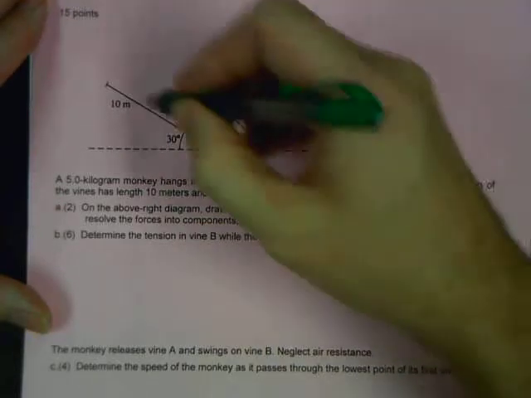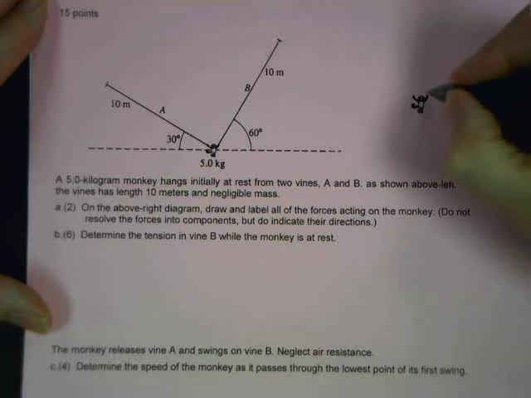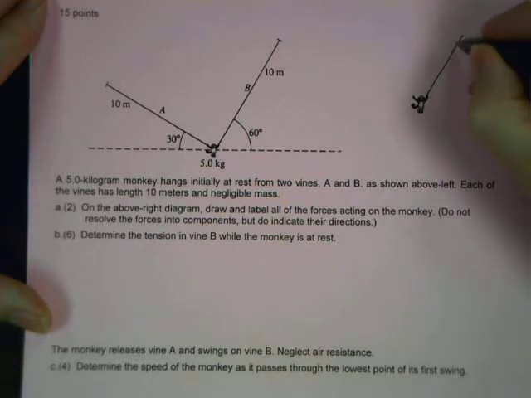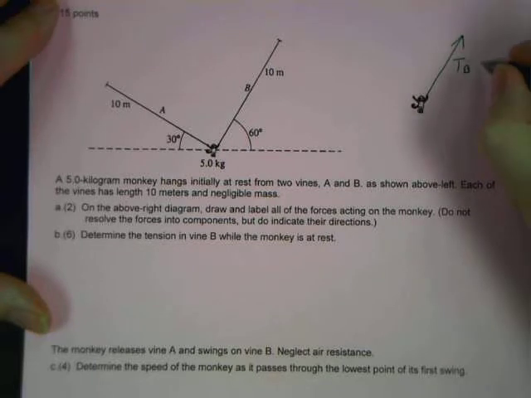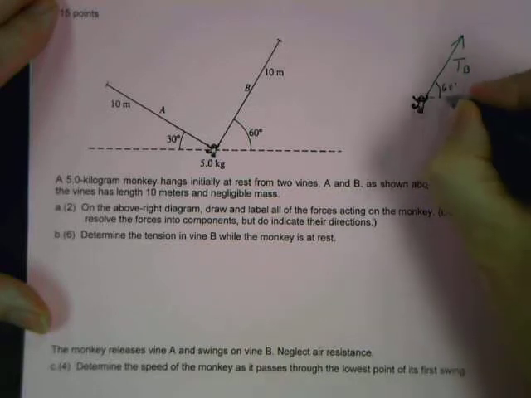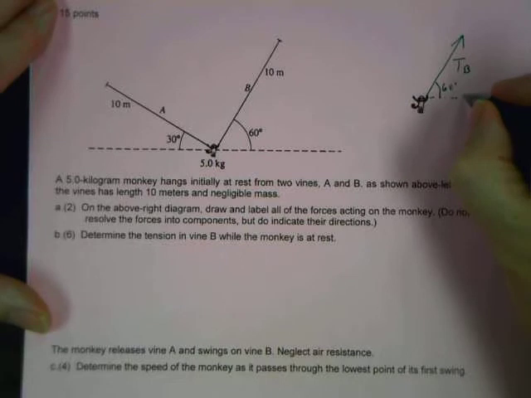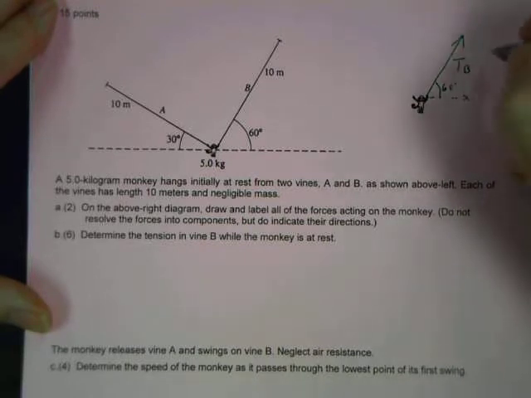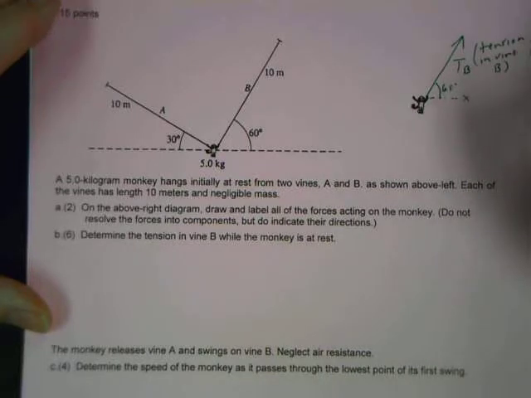Fine. So basically, we're recreating this. So we have something going up in this direction. This is going to be T sub B, and it's nice to put it into words. Now, they said indicate directions, so that's going to be at 60 degrees above the horizontal direction. I'm going to call that X. This is the tension in vine B.